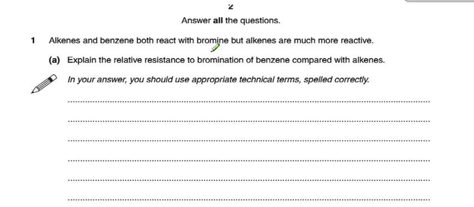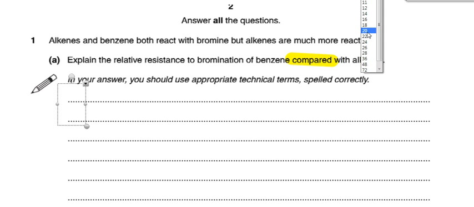Explain the relative resistance to bromination of benzene compared with alkenes. And the bit I want to highlight here is perhaps not the most important word, but compared with alkenes. You've got to make sure that this question is all about comparison. So to start with, we want to say exactly what there is in both cases. To start with, thinking about the structure of benzene, it wants to know about these electrons, where they are and the type of bonds they're formed.